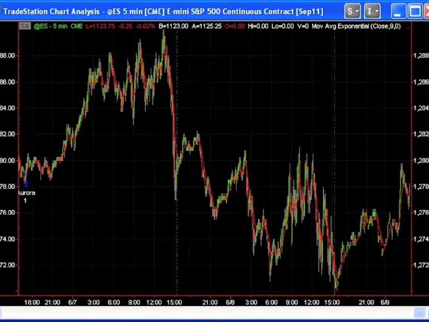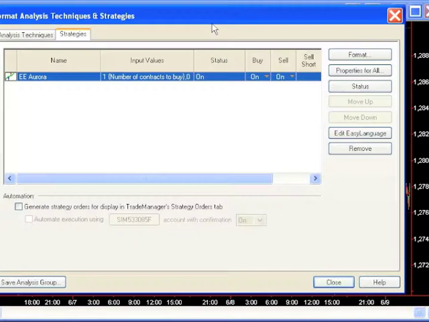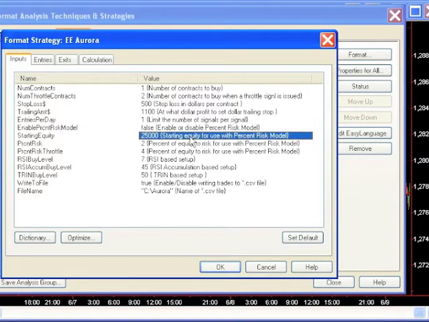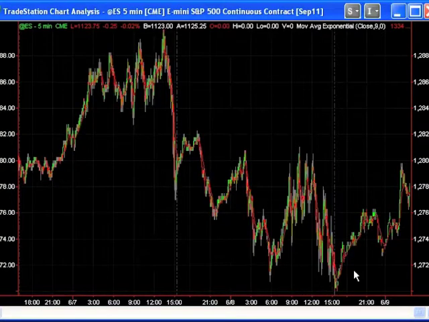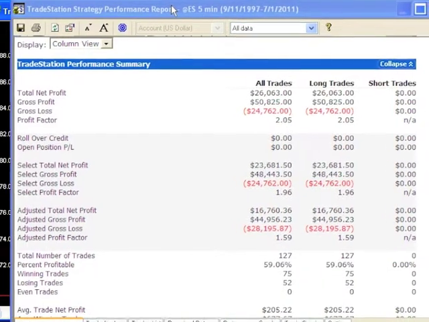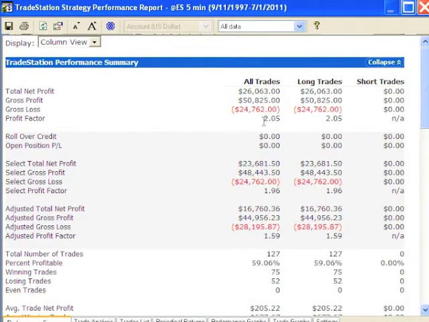Now what we'll do is, let's go to our inputs, and instead of trading 1 contract when we get a throttle signal, we're just going to bump this up to 2 and see what this does. I'm going to pause the video while this computes. Okay, and so we bring this up to $26,000, 2.05 profit factor, and we go from $170 to $205 per trade. Notice we're trading the same number of setups, 127.